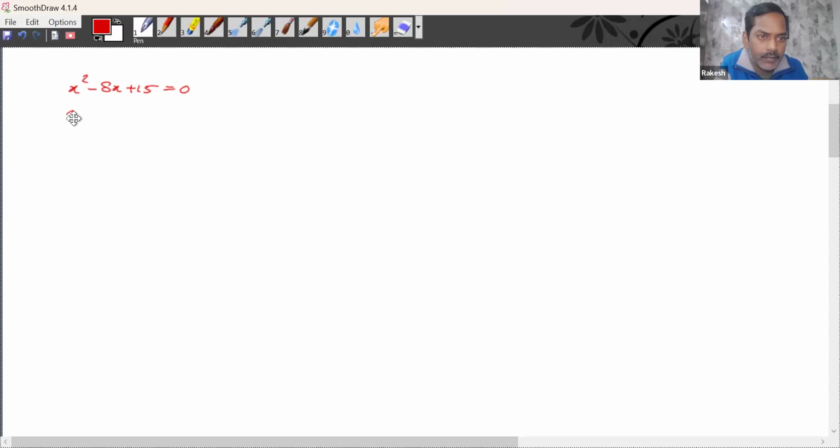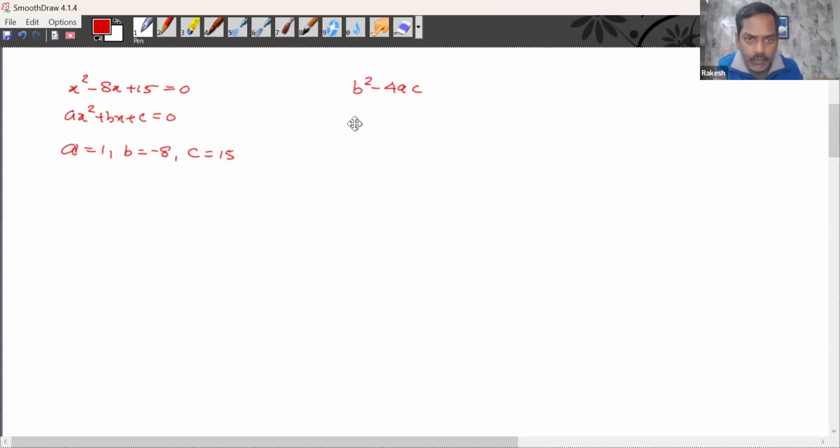Comparing with ax square plus bx plus c equal to 0, we get that the value of a is 1, the value of b is minus 8, sorry, let me write it clearly, minus 8, and the value of c is 15. What is the discriminant? b square minus 4ac, correct? If this value is greater than 0, then they have two real roots. Equal to 0, then equal roots. Less than 0, then imaginary roots.